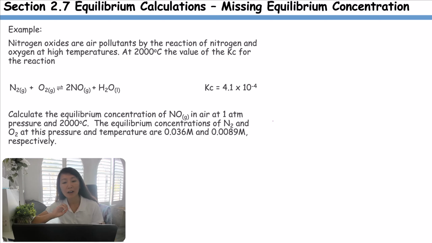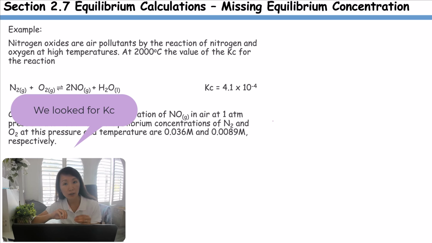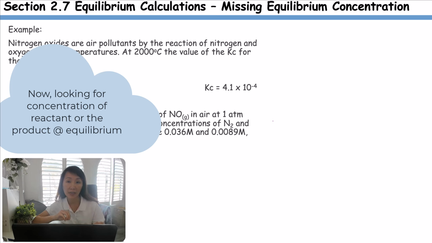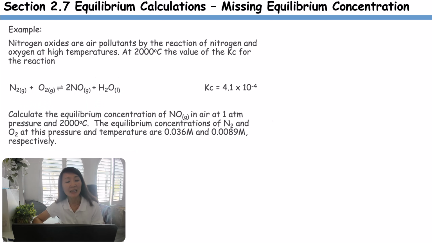In part 1 of the equilibrium calculation video, we had looked for the equilibrium constant, or the Kc. In this video, we're going to look for an equilibrium concentration of either the reactant or the product once the equilibrium has been established. In this example, it says nitrogen oxides are air pollutants formed by the reaction of nitrogen and oxygen at high temperatures. At 2000 degrees, the value of Kc for the reaction is shown right here, and it also gives you a nice equation. Calculate the equilibrium concentration of nitric oxide.